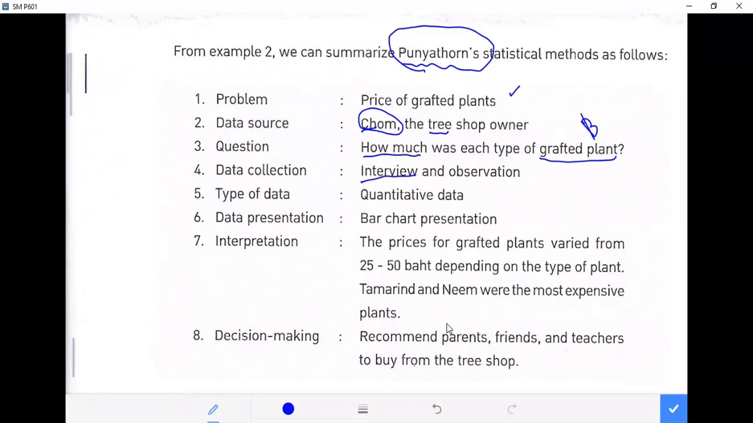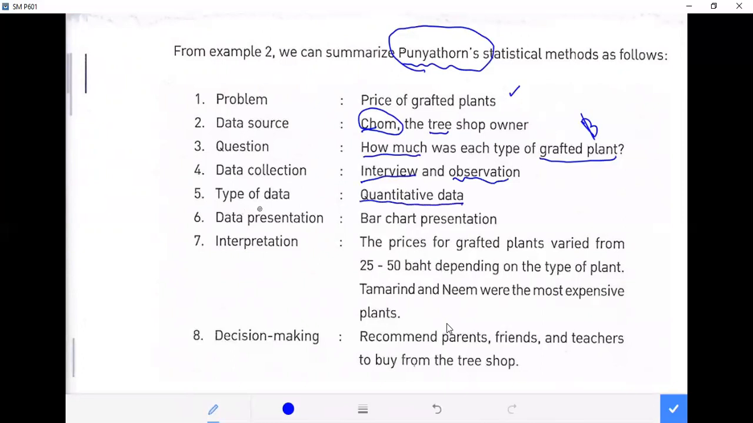Then data collection, by interview. An interview goes like, hey, hello, my name is Itipon, and I want to get to know you. What's your name? Interview him, get some information, and observe. Observe means to use your eyes, go into the garden, and look at the plants. The type of data is all about numbers, so quantitative.